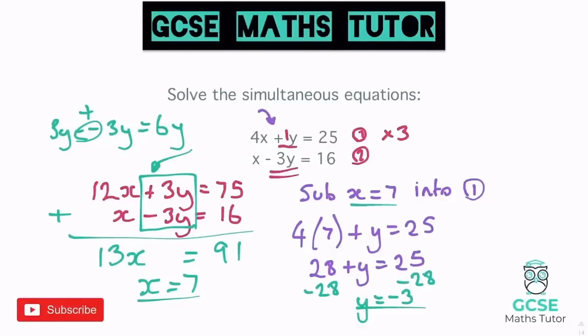I could have subbed this x equals 7 into any of the equations. I could have subbed it into equation 2. I could have even subbed it into this equation that we made up here, but I think I just went for the easiest one. So let's have a think. If I did sub it into equation 2, we'd have had 7 take away 3y equals 16. Doesn't quite seem as nice, because now when we take away 7, we have negative 3y equals 9. And then when you divide by negative 3, 9 divided by negative 3 is negative 3. So we could have solved it in that equation as well, but I've opted to go for the easier one.